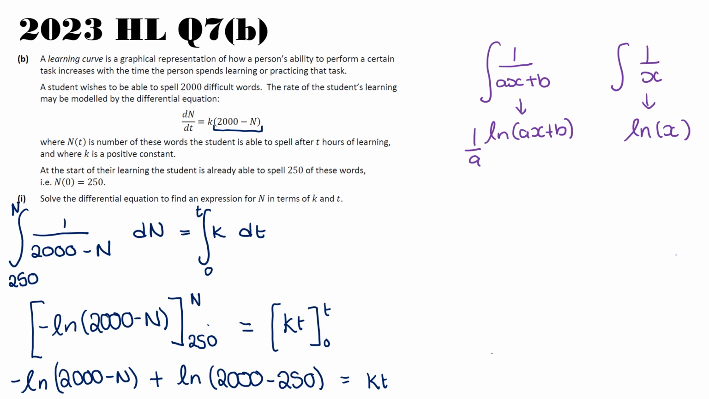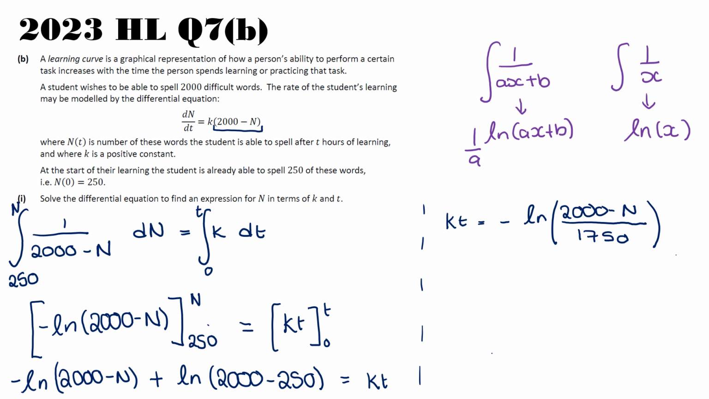So what we get, if you want to kind of pull that minus out in front, we can do kt equals minus, and then we can do the natural log of 2,000 minus n all over 2,000 minus 250, which is 1750. That is exactly the same as the natural log of 1,750 over 2,000 minus n. So you're absolutely fine to do that whichever way you prefer.